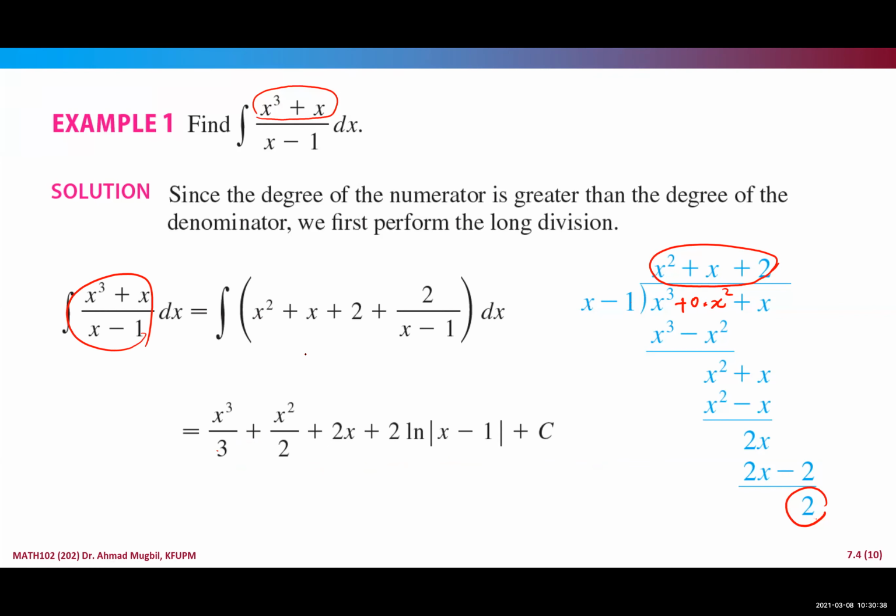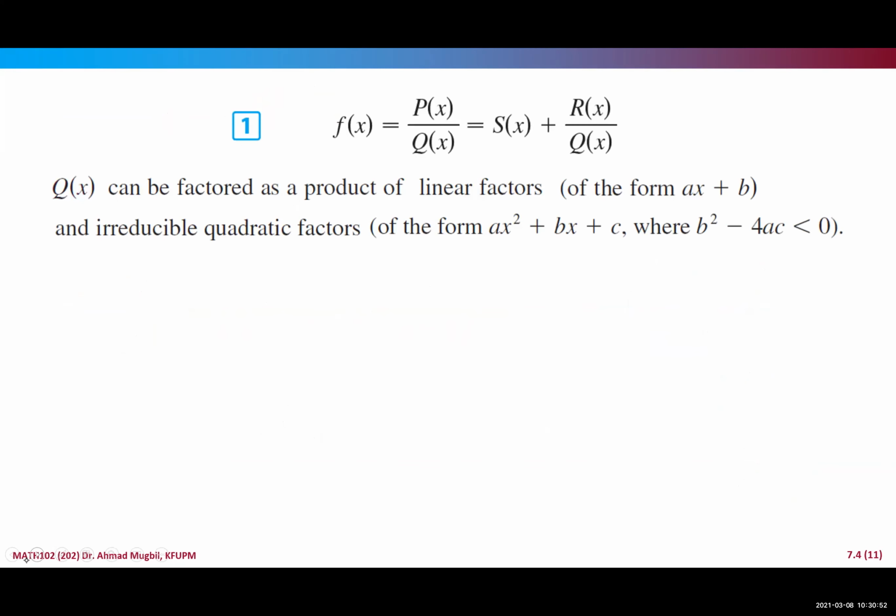X cubed over 3, x squared over 2, 2x, 2 ln the absolute value of x minus 2. So we didn't use any partial fractions here. We were lucky, just the long division is enough. But sometimes it will not be enough. Sometimes you need to do something like this. If we have the remainder over the divisor, it still is not a directly integrable function. We need to do some factoring there or some work.